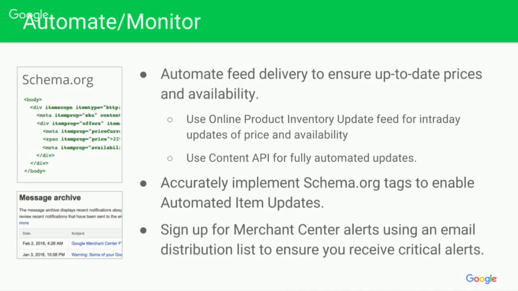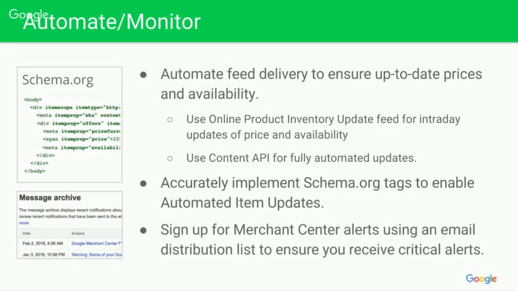If Google finds that there's a discrepancy with price or availability, it'll update that if automatic item updates is turned on. So if you've got a price that's off by a little bit, that price will be updated automatically. If your feed says it's in stock and your website says it's out of stock, Google will fix that automatically when it discovers that kind of discrepancy.